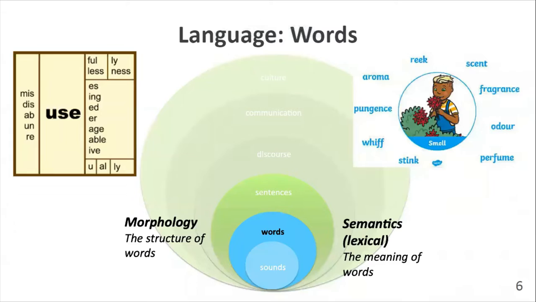Okay, now let's talk about language at the word level, right? When I say words, W-O-R-D-S, you can segment this word into two separate meaningful units. One is word, right? That's the word. And another one is S, the plural S. So at the meaningful level, we have two units there. That's called morphology, the structure of words, right?